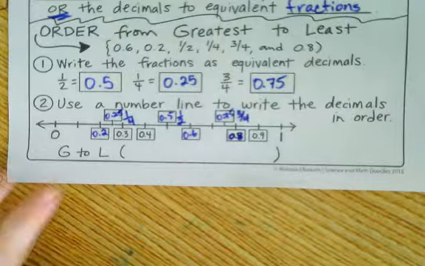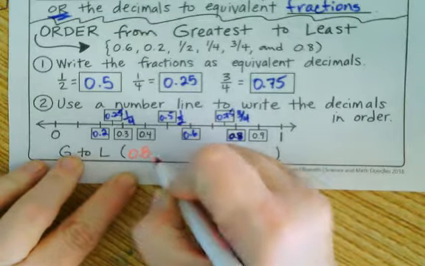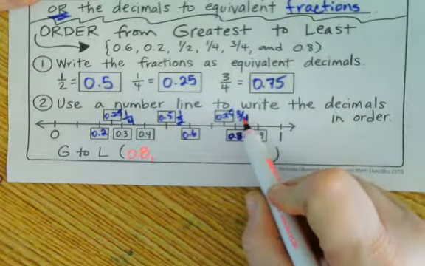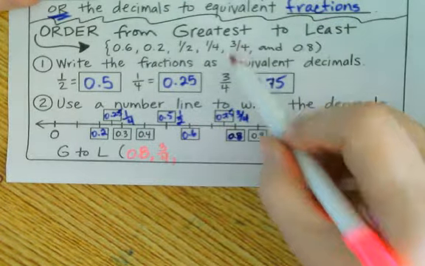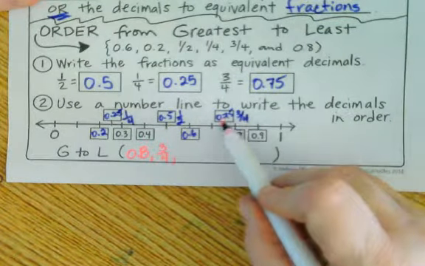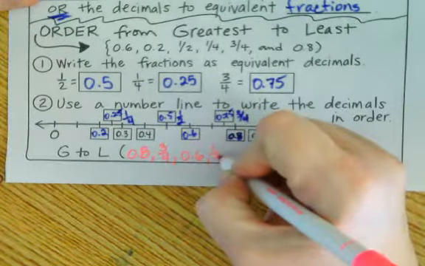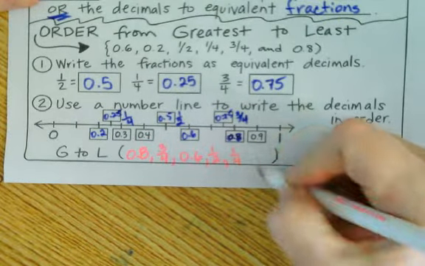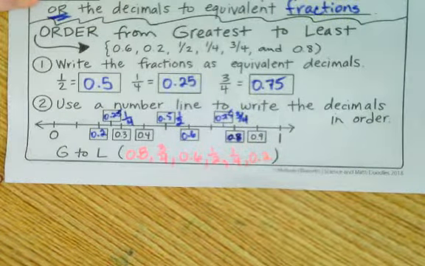So the biggest number we had was 0.8. Let's see, can you see that? It's not too bad. Okay, 0.8, and then we had 3/4. Remember, I said write the fraction because that's what we had originally. So 3/4. Then we had 6/10. Then we had 1/2. And then we have 1/4. And then we have 0.2. And that's writing it from greatest to least.